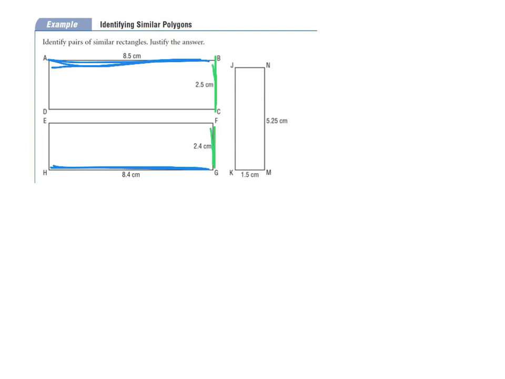So first for our blue sides, it doesn't really matter which rectangle we put on the top of the fraction and which we put on the bottom, as long as we make sure we keep it the same for both. Just to make things easier, I'm going to call this rectangle number 1, this rectangle number 2, and this rectangle number 3. For our first comparison between rectangle 1 and 2, I'm going to keep rectangle 1 on the top of the fraction. So for our first blue corresponding sides, I'll do 8.5 divided by 8.4. So this side divided by this side.